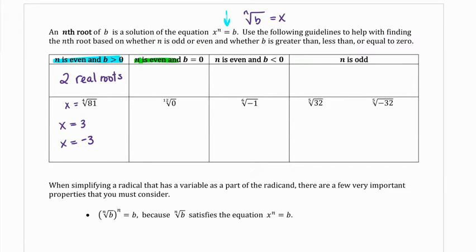All right, our next case, now we're going to say that n is still even, but this time b is equal to 0. It doesn't matter what root I take of 0, you're always going to get the same answer. It's always going to be 0. So this one just has one real root.